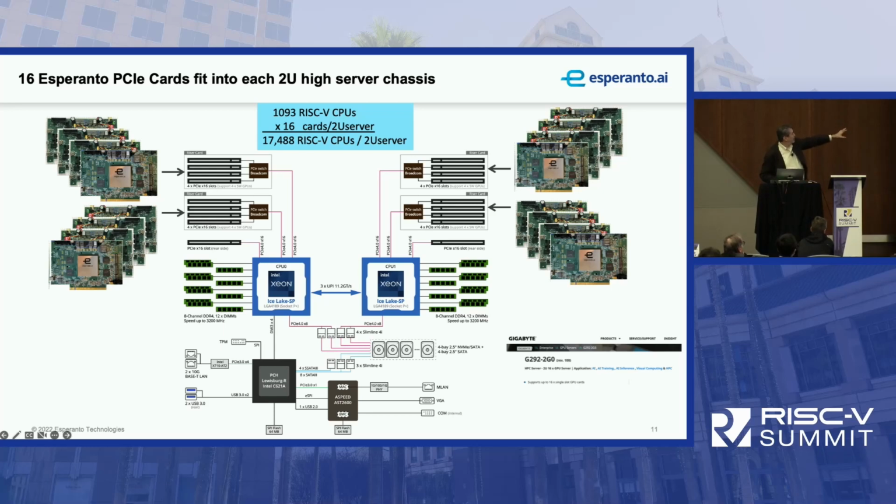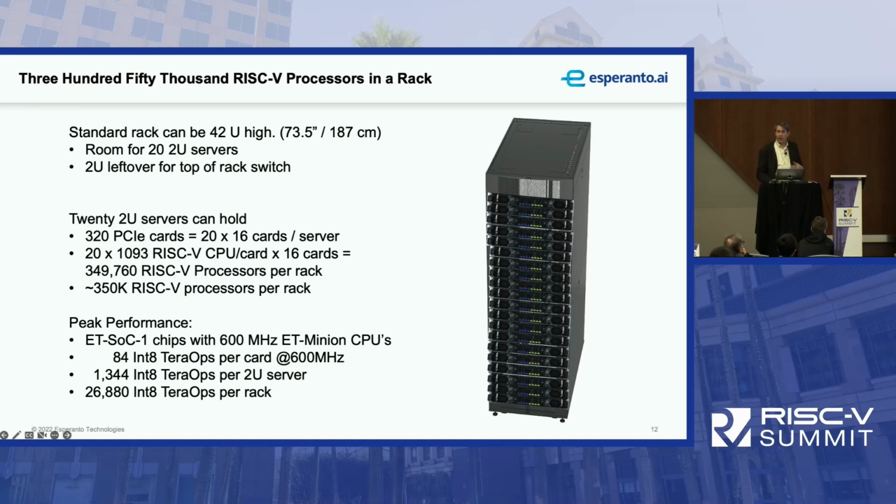So in one server then, with 16 cards, we can put 17,500 RISC-V CPUs. That's a lot of computing performance here. So if we go further, how many can you put in a rack? Well, a standard rack is maybe what they call 42 U high. A U is 1 3/4 inches here, right? So there's room for about 20 servers and still a little bit of space left over for a top of rack switch here, right? So we could put 320 of our PCIe cards in here.